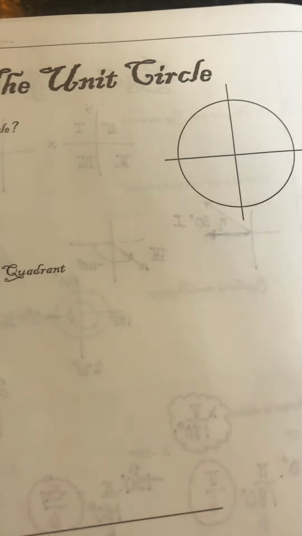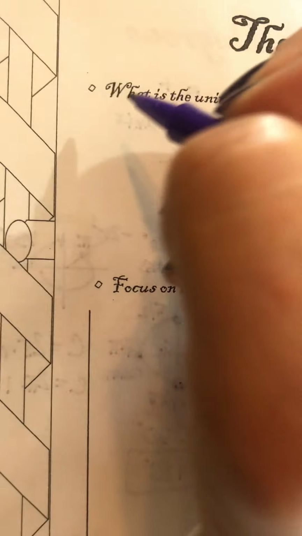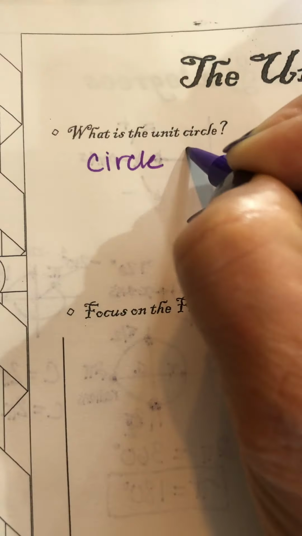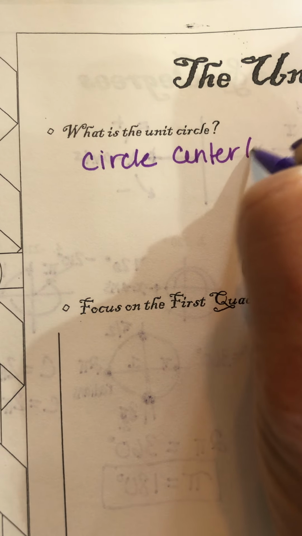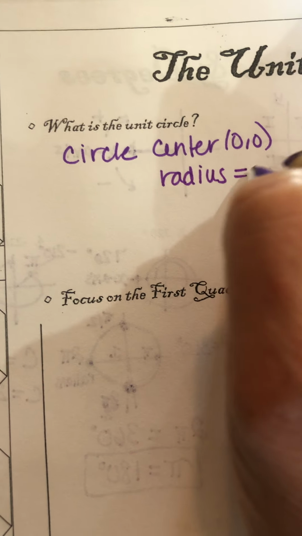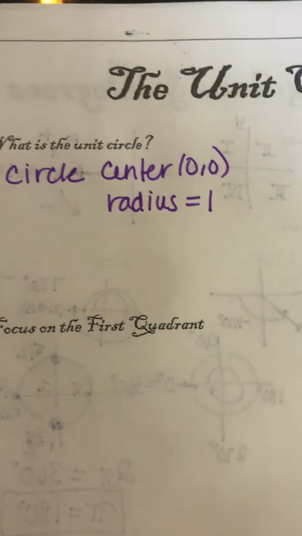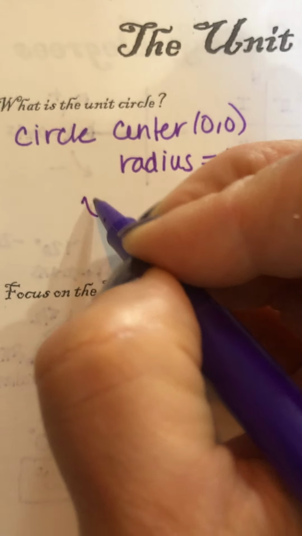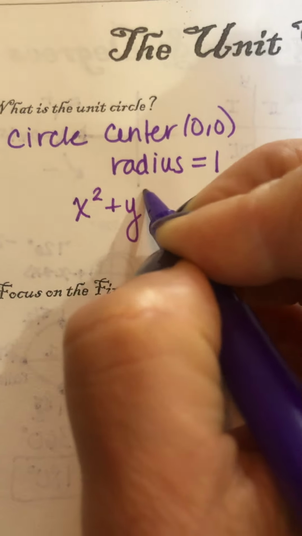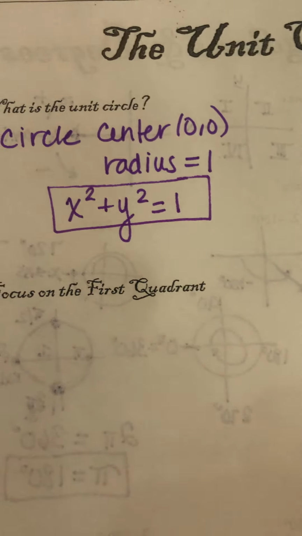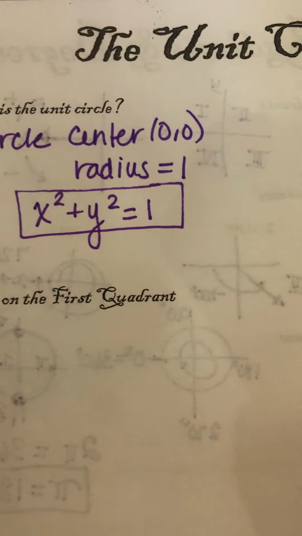So it's a big day today when we finally learn the unit circle. What the unit circle is, is a circle, obviously, with center (0, 0) and the radius is equal to 1. So what would be the equation of a circle with center (0, 0) and radius 1? You are right: x squared plus y squared equals 1 squared, or x squared plus y squared equals 1. That's the equation of the unit circle.